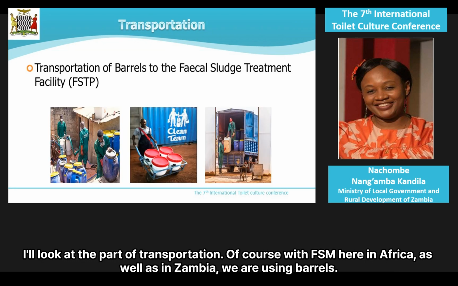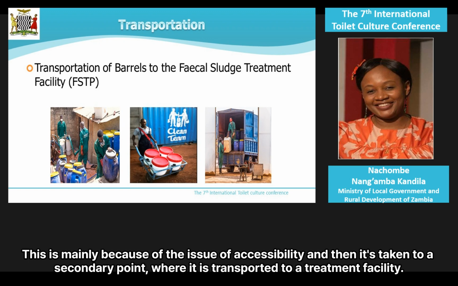I'll look at the part of transportation. With FSM here in Africa, as well as in Zambia, we are using barrows. This is mainly because of the issue of accessibility, and then it's taken to a secondary point where it is transported to a treatment facility. Next slide, please.